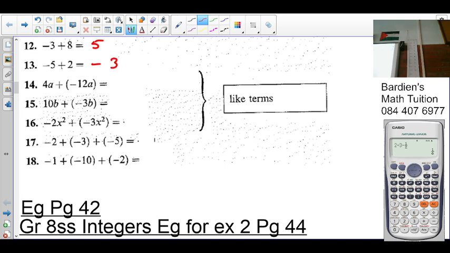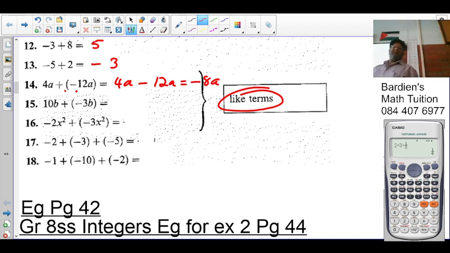The next one I need to remove the brackets first. Not so? So what is that going to be? 4a positive times negative? Negative 12a. And what is 4a minus 12a? Negative 8a. Remember that you're reminding us about like terms. When you're adding and subtracting, the variables stay the same. Right?